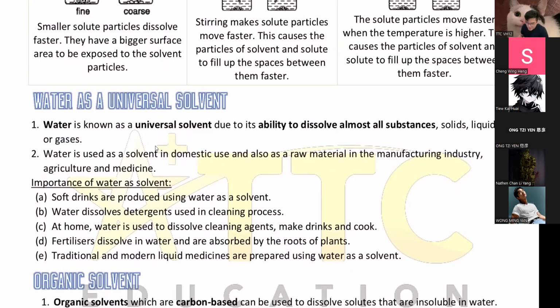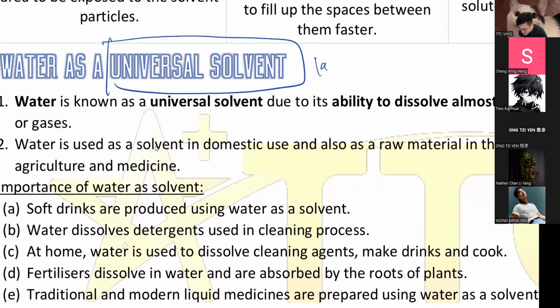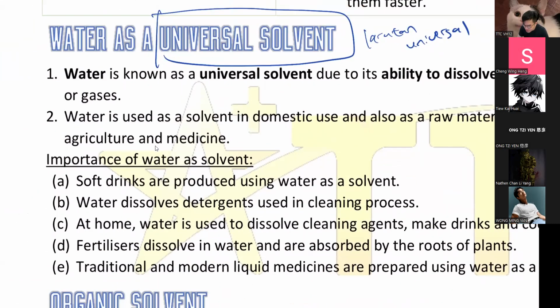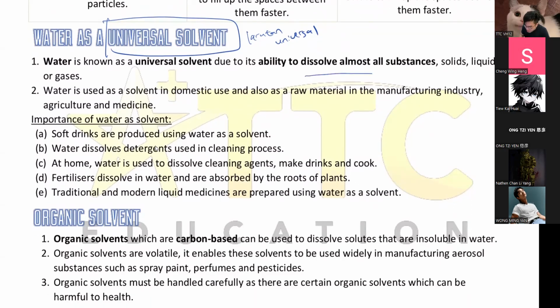Yeah, exactly. So guys, anyway, water is what we call a universal solvent. Please know this word. They will ask this in the exam. This is called Larutan universal. Water is a universal solvent. You know why? Because water is able to dissolve like 90% of the things. Water can dissolve dirt, sugar, salt, alcohol, soap, cleaning agents, things like that. So water is really good because it is a universal solvent. It can dissolve almost all substances.